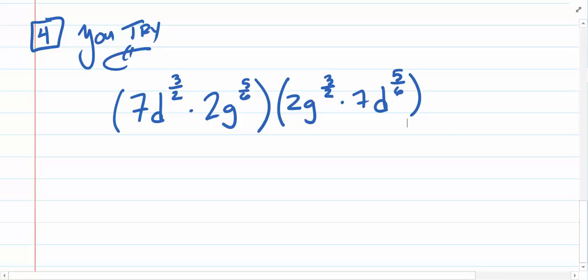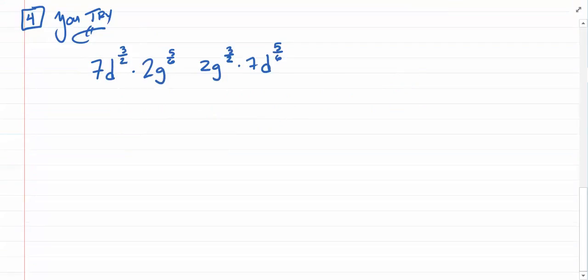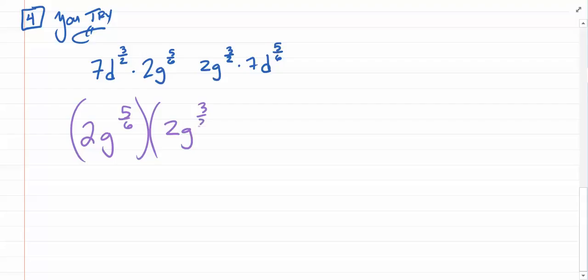Okay, Brandon, what'd you do? I multiplied 2g to the 5/6 by 2g. Okay, so you kind of group them together. So you have 2g to the 5/6, and you're going to multiply that with 2g to the 3/2, right? Is that what you did? Yeah. You group them together, and then you're going to group the d's, right? So you have 7d to the 3/2 times another 7d to the 5/6.